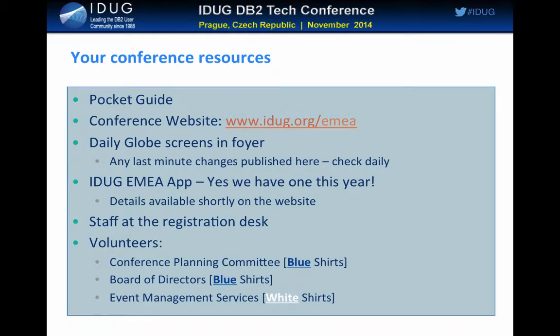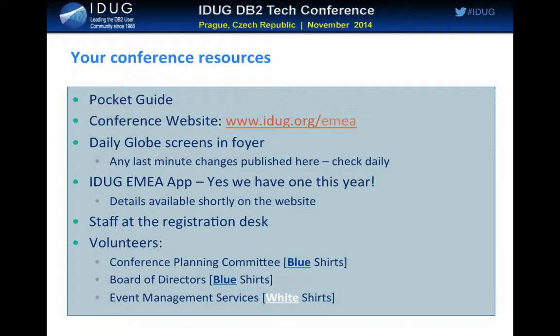This slide covers your conference resources. There are lots of resources available for you to find anything that you need if you can't find something. The first resource is normally the Pocket Guide. The Pocket Guide is handed out when you register for the conference at the beginning of the week. It includes details on all the sessions and also has details on the vendors and the expo hall. The second place to look is the conference website, idug.org/EMEA, where you'll find all the information on everything that's happening during the whole week.